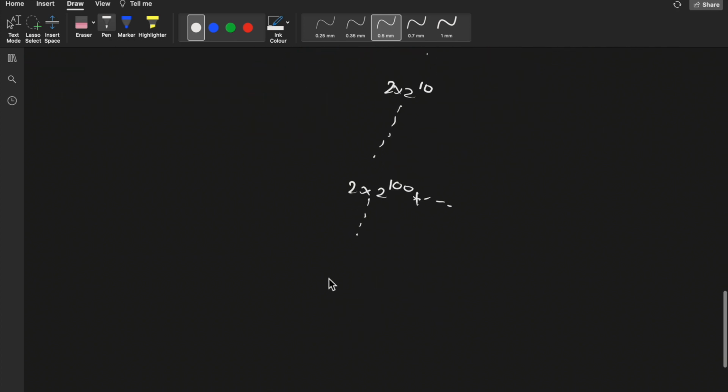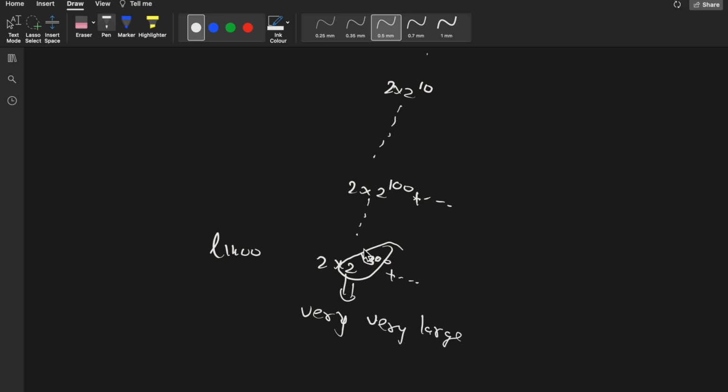So let's say at level 1400 you might get something like this, 2 into 2 power 1300 something plus something. So this value will be very large. This can be very large, right?